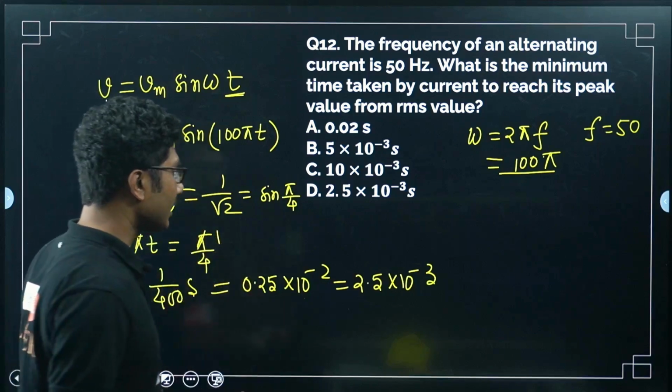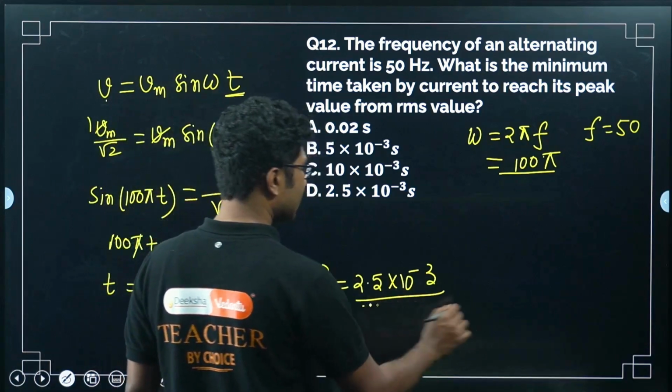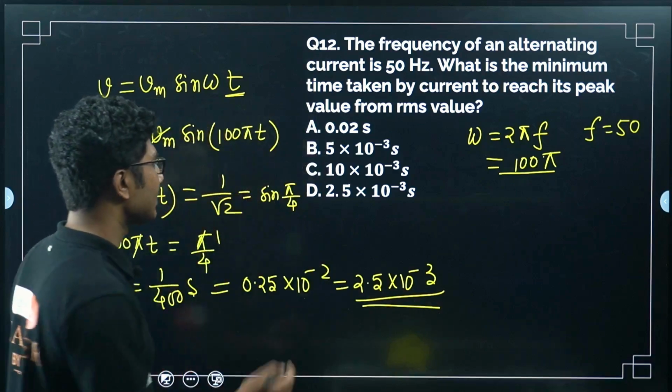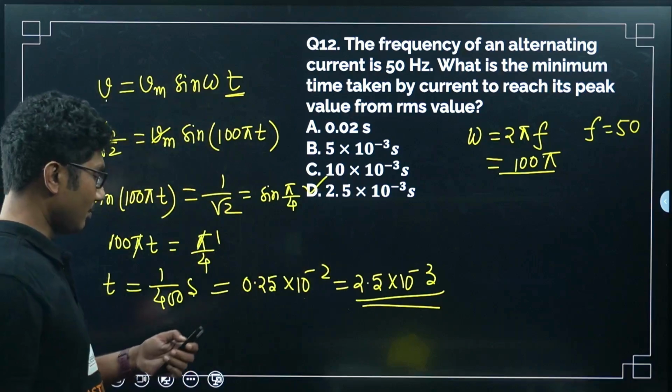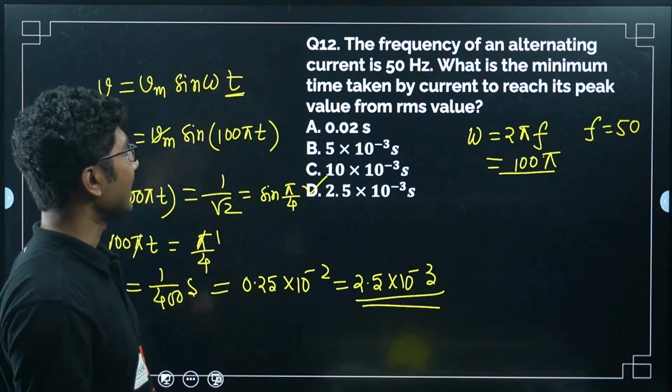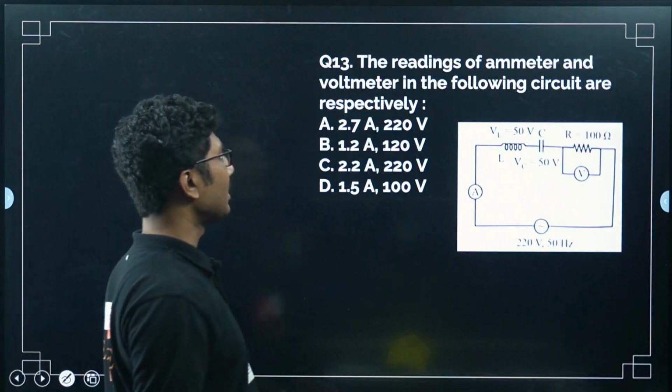So these are the shortcut practices, mostly shortcut calculation practices, which are most important. So the correct answer is 0.25 times 10 to the power of minus 3 second. Now let's move on to question number 13.